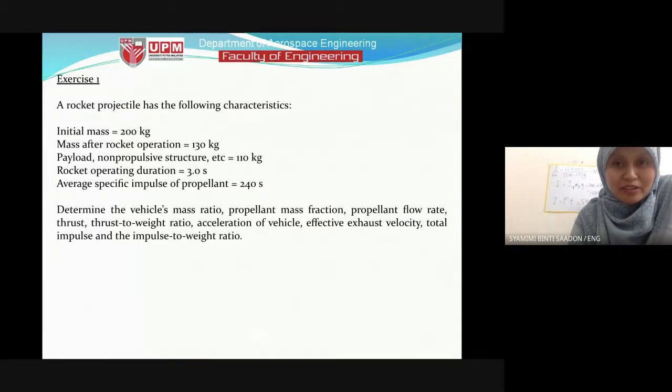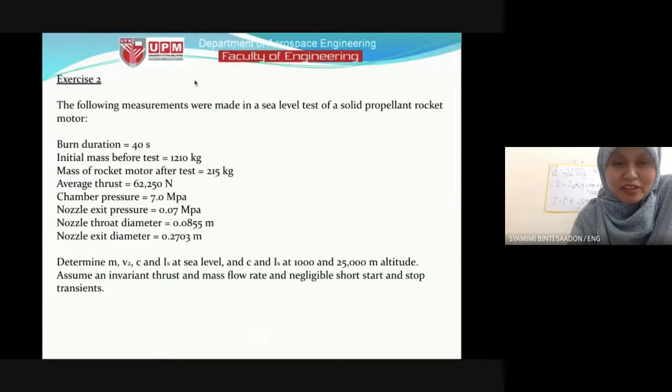Okay, we proceed to exercise number 2. Those who just entered, you can catch up later.